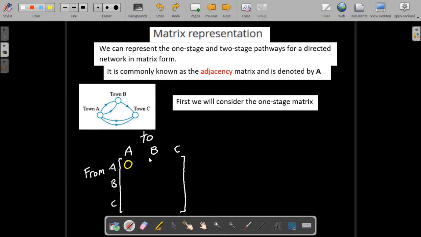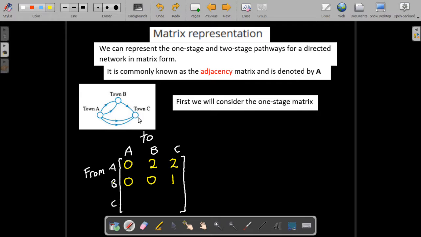So from town A to town B, there's two different pathways there. And from town A to town C, there's two pathways there. Again, we're considering the one-stage matrix, so there's only two possible ways we can go from A to C at the moment. Next one is looking at town B. How can we go from town B to town A? Well, there's no possible ways because we don't have a directed path to A. From B to B, again, there's no possible ways to go there. And then from B to C, there's one.